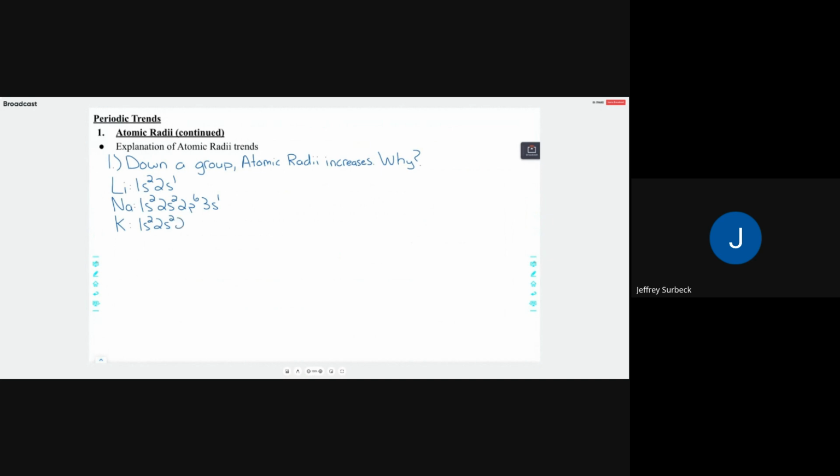2p6, 3s2, 3p6, and 4s1. Now, all of these have one valence electron, right? This was what makes them a family, or what makes them involved in a group. But I want to point out one thing. Yes, all of these, if we would highlight, again, have one valence electron.